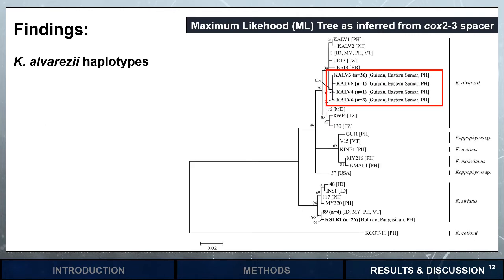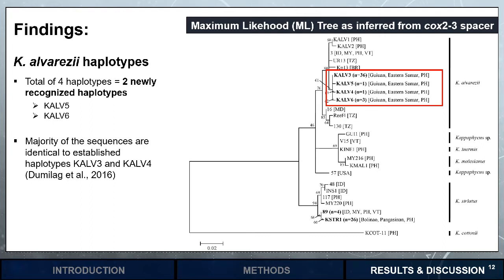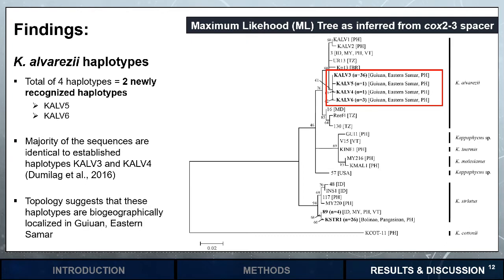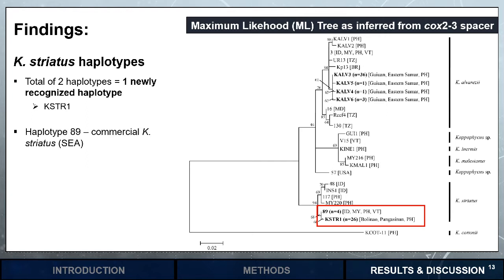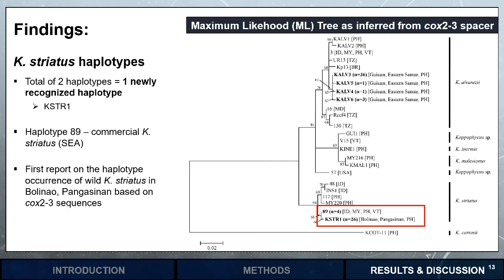Moreover, we found two new haplotypes in Kappaphycus alvarezii, that is, CALB5 and CALB6, and the majority of the sequences are identical to the known haplotypes previously reported by Dumilag et al. Our study suggests that these haplotypes are biogeographically localized in Guiuan, Samar. For Kappaphycus striatus, we found a new haplotype in northern Philippines on top of the commercially known haplotype 89. And this is the first report of wild Kappaphycus striatus in Pangasinan.